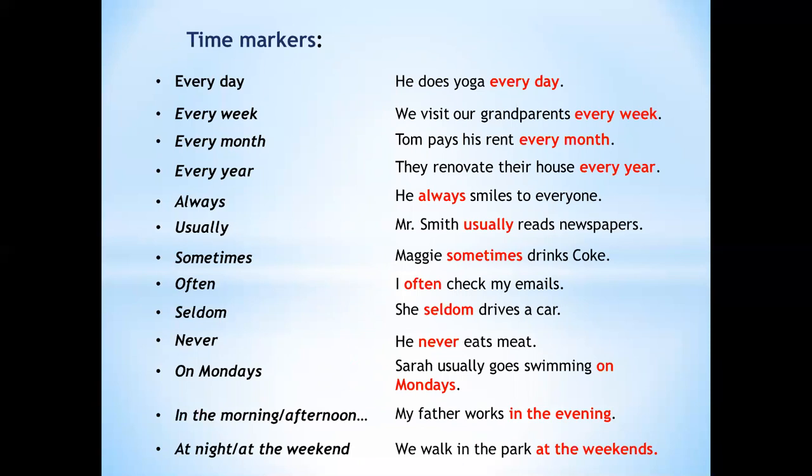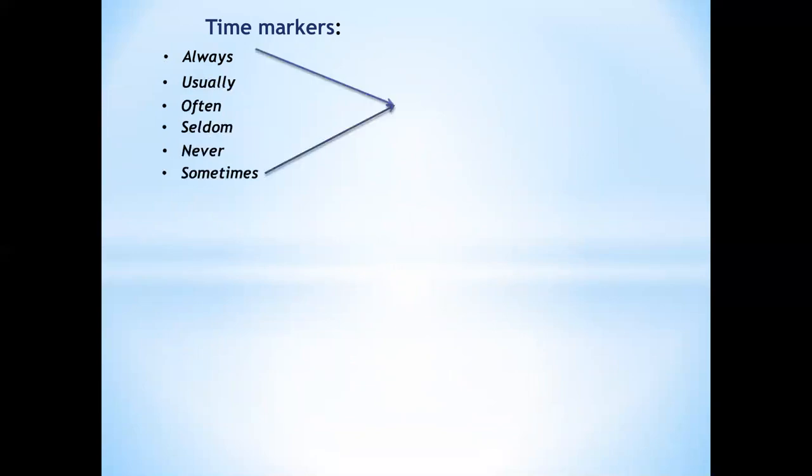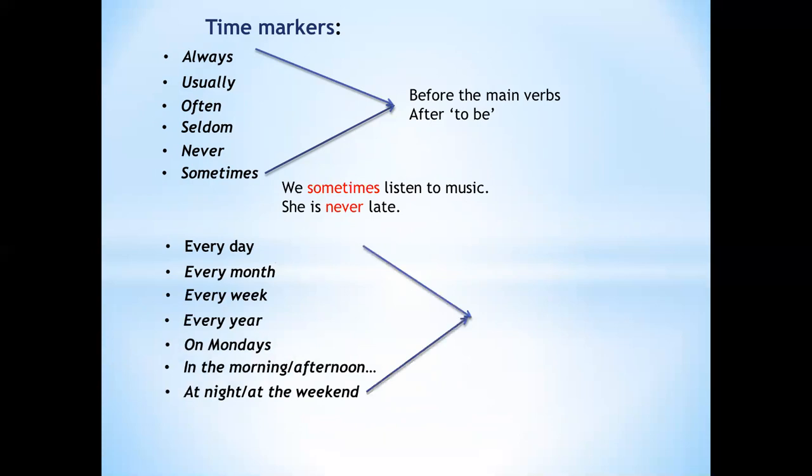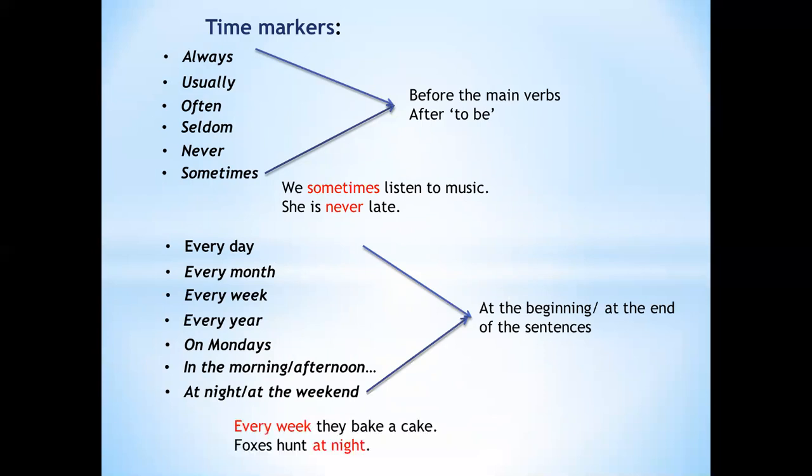Don't forget to put these time markers in the right place in the sentences. Time markers such as always, usually, often, seldom, never, sometimes usually go before the main verb or after the verb to be. For example, we sometimes listen to music. She's never late. However, the rest of the time markers, such as every day, every month, every week, every year, on Mondays, in the morning, in the afternoon, at night, go at the beginning or at the end of the sentence. For example, every week they bake a cake.